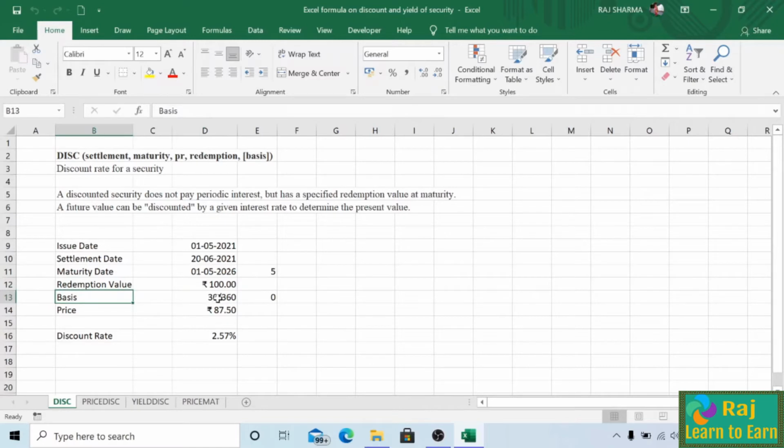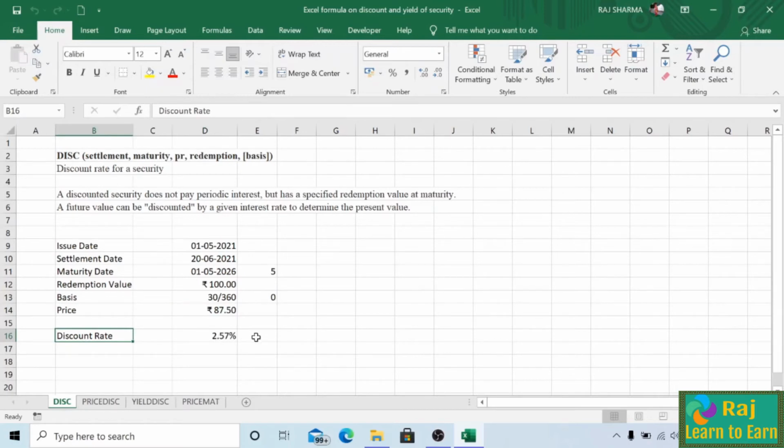Basis is basically the day count convention. So in bonds, we use 30 by 360, that is the US convention. In India, we also use actual by 365, but for this example, we will go by the 30 by 360 basis convention. This convention says that every month is going to be of 30 days tenor. Practically, we know that February is sometimes 28, sometimes 29 days, and some months are of 31 days also. But for calculation of bonds, we are using the 30 by 360 formula. And the present price is 87.50.